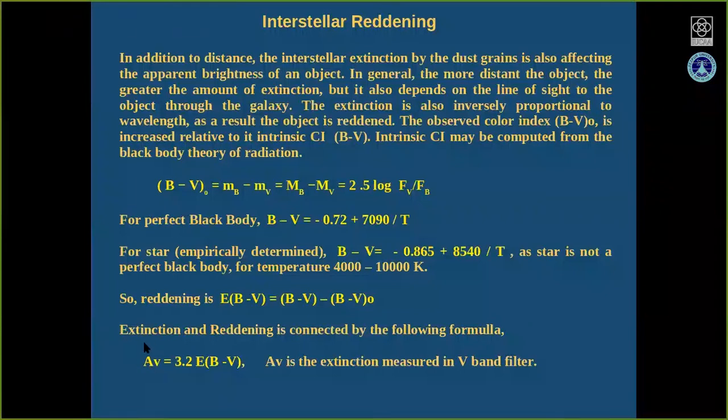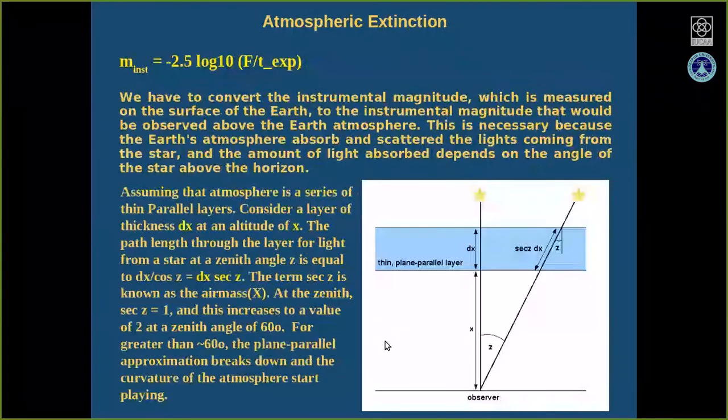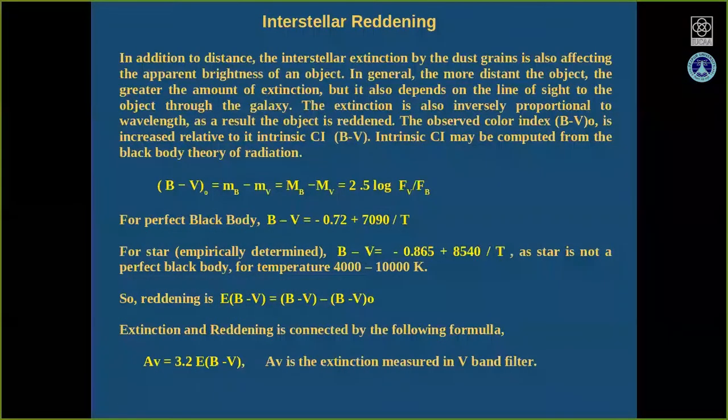If you can find out the value of interstellar extinction, then using your distance modulus, m minus M is equal to 5 log d minus 5 plus A, if you put the value of this interstellar extinction in that formula, you can find out the distance to that particular object. So this is nothing but your interstellar extinction. Okay, so it is very important.